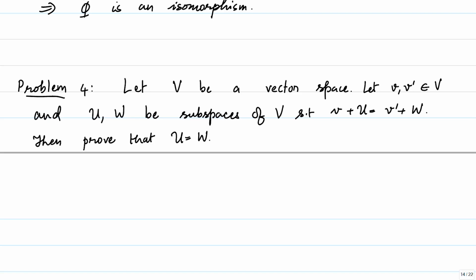So there is a fair amount of rigidity involved here. If this condition of V plus capital U equal to V prime plus capital W is imposed, then capital U and capital W should necessarily be the same subspace. Okay, so let's give a proof of this statement.